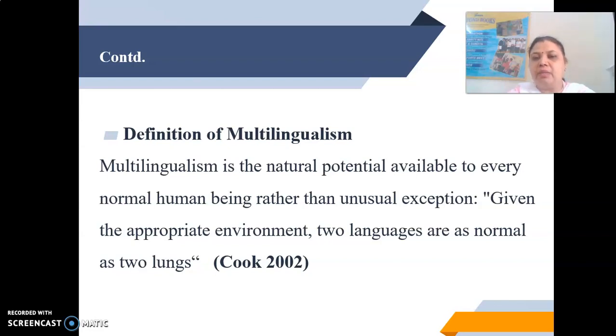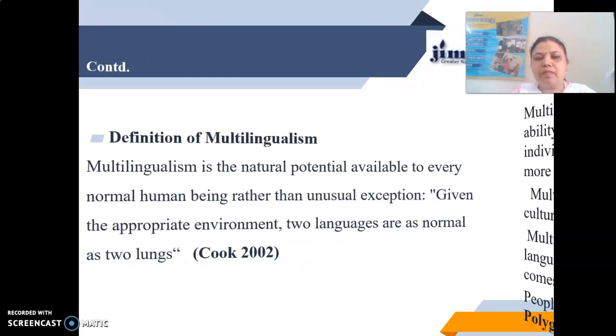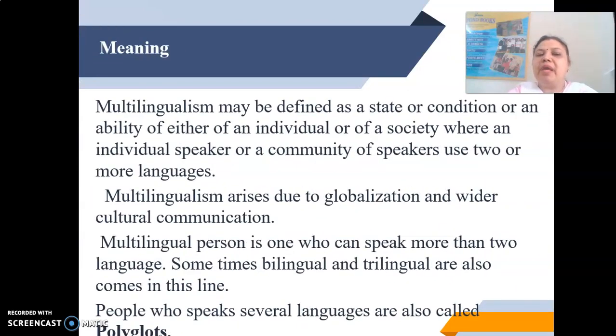Multilingualism: in this term, multi means many and lingualism means languages. So we can say that multilingualism is the ability of an individual to speak many languages. It may be defined as a state, condition or ability of either an individual or a society where an individual speaker or a community of speakers use two or more languages. Multilingualism arises due to globalization and wider cultural communication.